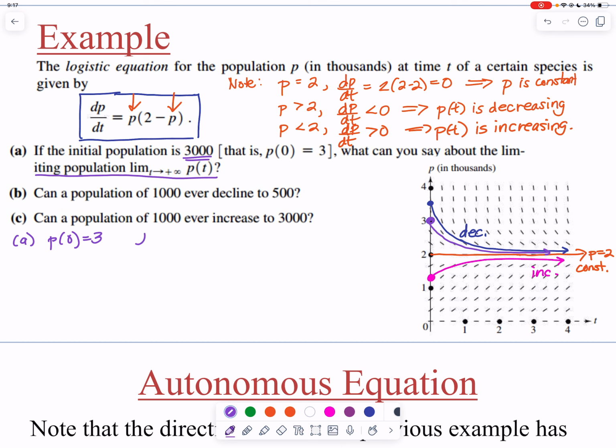You could say that the limit as t approaches infinity of P of t is equal to 2. So the population of 2,000 is the limiting population.